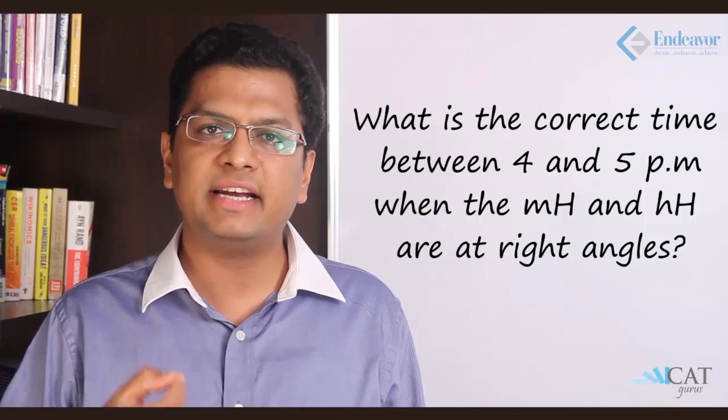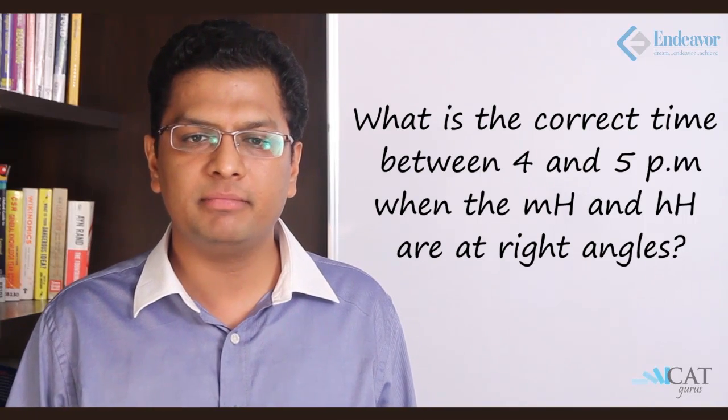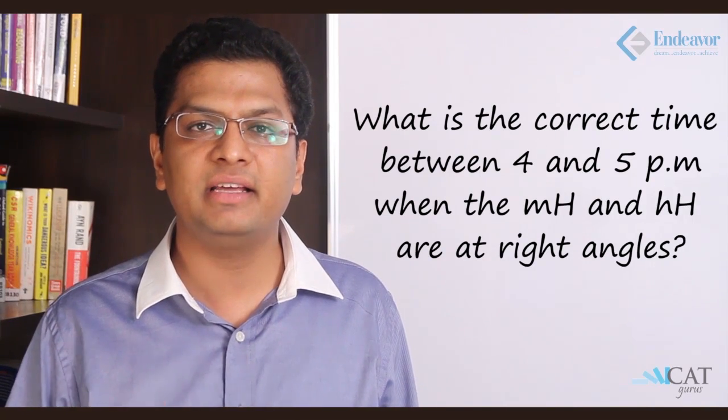Let's take an example of clocks. What is the correct time between 4 p.m. and 5 p.m. when the minutes hand and the hours hand are at right angles? Now let's identify where is the hours hand. It is between 4 and 5 because it is between 4 p.m. and 5 p.m., that's the time we are looking at. Where will be the minutes hand? The first instance of right angle, the minutes hand has to be between 1 and 2. So between 1 and 2, which means what? It has to be between 4:05 and 4:10 p.m.